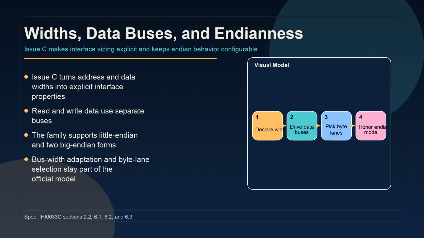Issue C also makes the interface description side cleaner. Widths are expressed as properties. The protocol still uses separate read and write data buses, and the Endian model is spelled out for Little Endian, byte invariant Big Endian, and word invariant Big Endian cases.